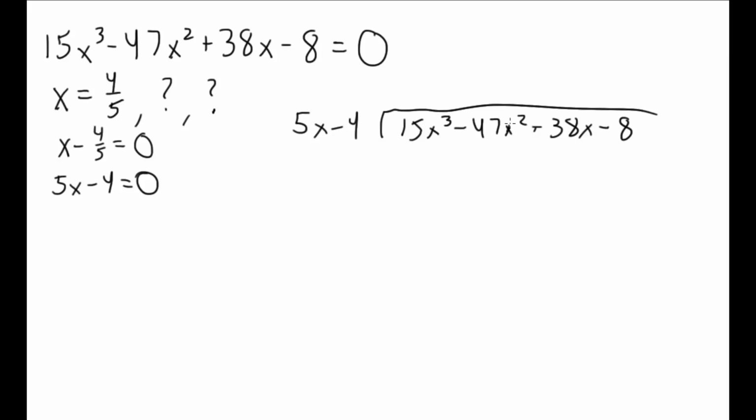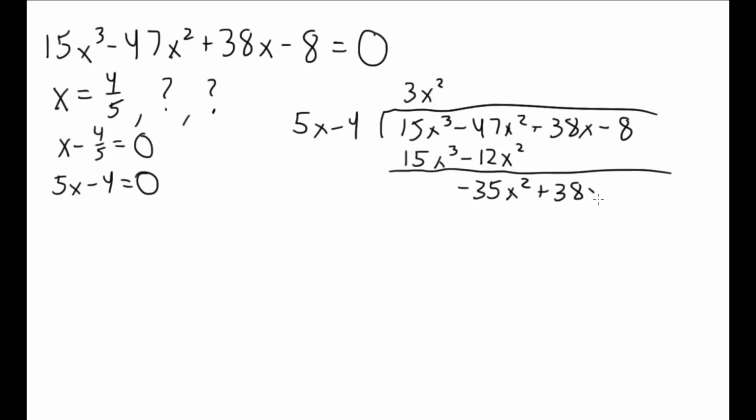Okay, this is kind of a long one, so let's go through it. 5x into 15x cubed, if you're having trouble right away, just look at each one separately. 5 into 15 is 3. X into x cubed is x squared. And now we multiply by the divisor. Subtract. And remember, we only bring down the next term, not the minus 8.